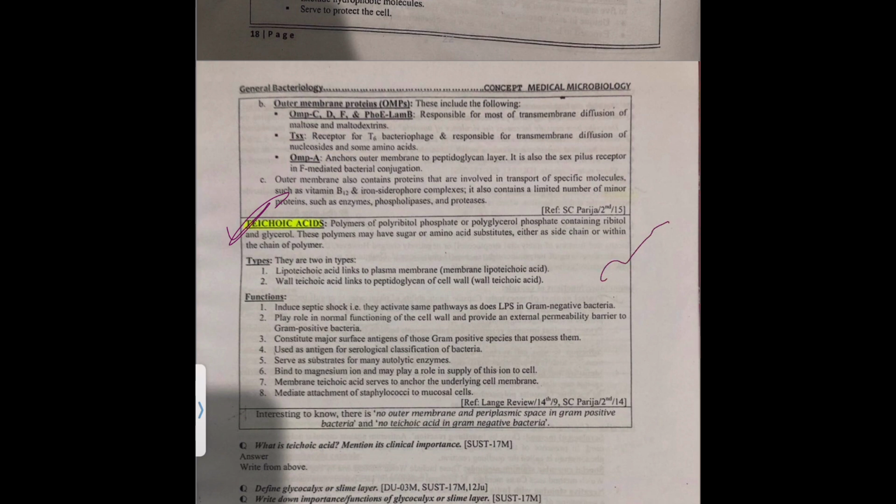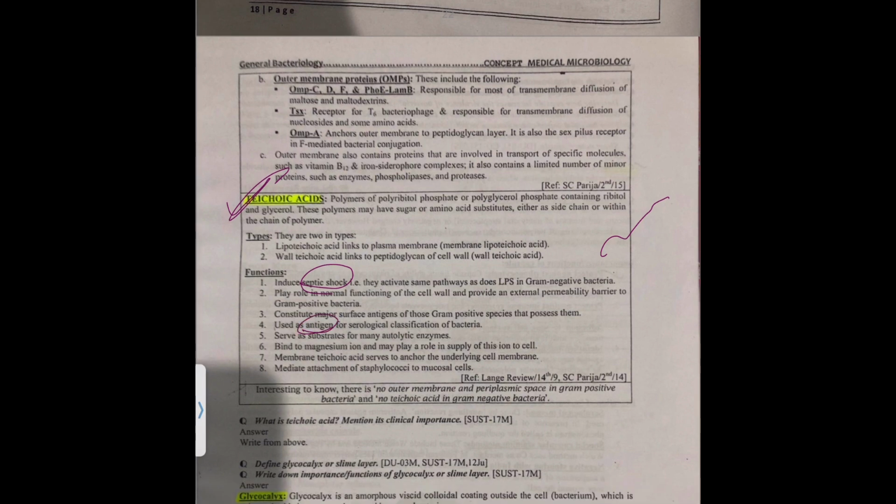Then what is teichoic acid? Teichoic acid is found only in gram-positive organisms. They induce septic shock and are used as antigen. Mainly they are important for attachment.